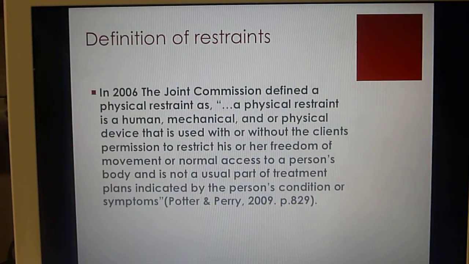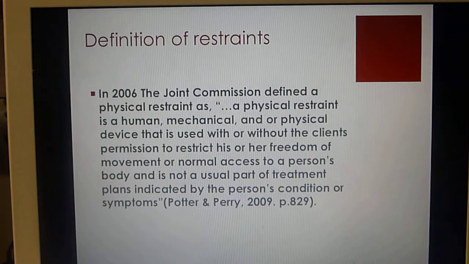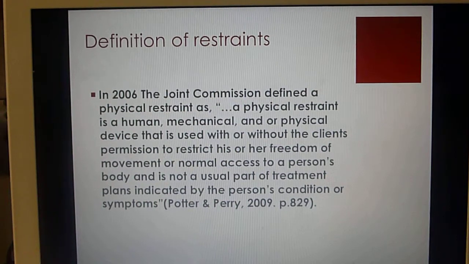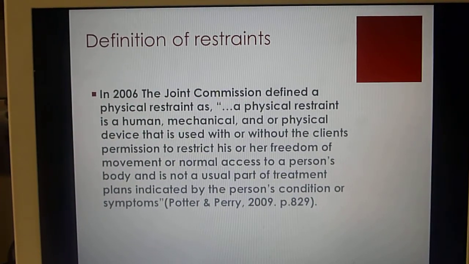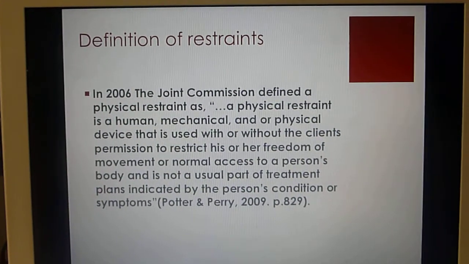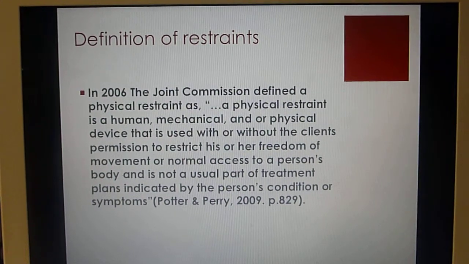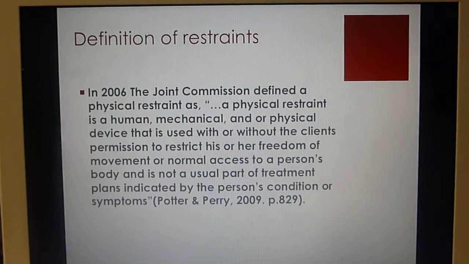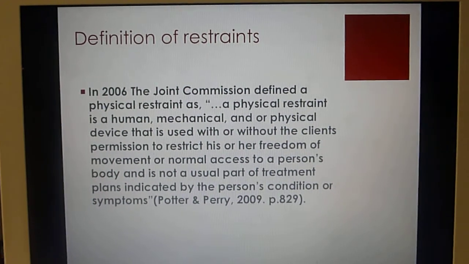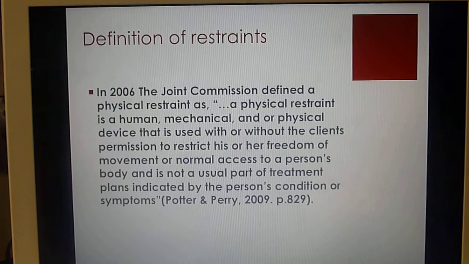A physical restraint is defined as a human, mechanical, and/or physical device that is used with or without the client's permission to restrict his or her freedom of movement or normal access to a person's body and is not a usual part of treatment plans indicated by the person's condition or symptoms. That is defined by Potter and Perry, which is in our fundamentals book.